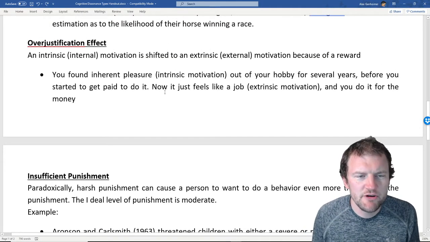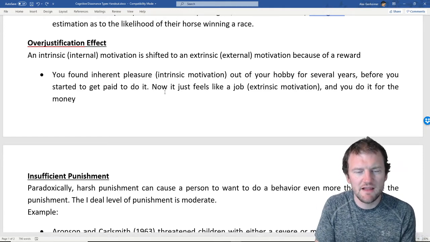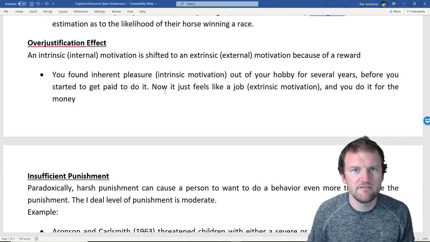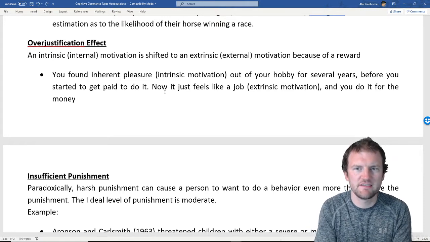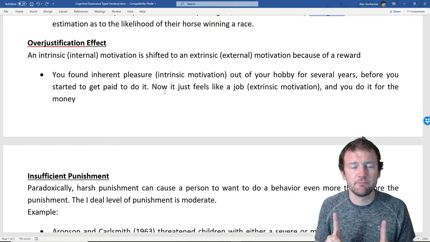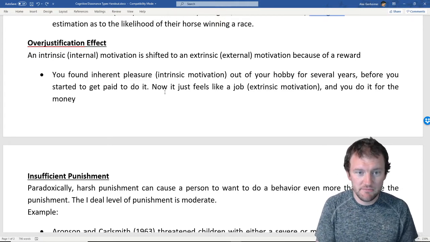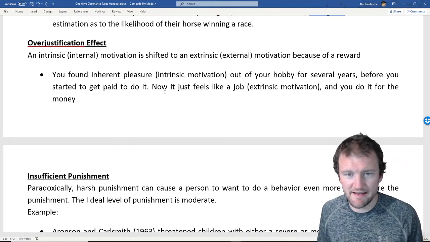Overjustification effect is pretty interesting. It is that if you are paid for something, you like it less. You'll notice a lot of these are very, very counterintuitive. You would think the opposite thing would be true, and this is one of them for sure. Overjustification effect, if you're paid money for something, you like it less. If you do something for free or for cheap, you tend to like it more.